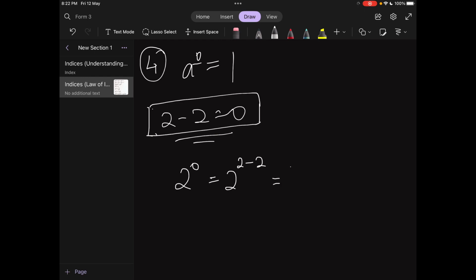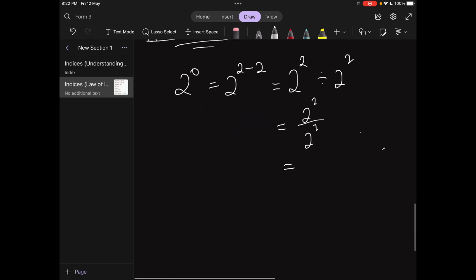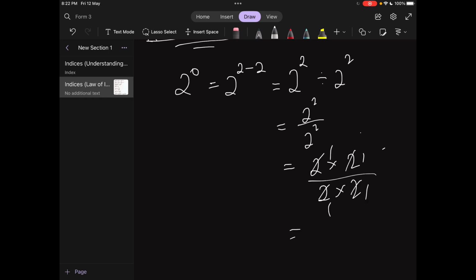So we can write this out as 2 to the power of 2 divided by 2 to the power of 2. For better visualization, let's write this in fraction form. 2 squared divided by 2 squared. If we break it down even more, we will get 2 times 2 over 2 times 2. So in this fraction form, we are free to cancel the numbers. So 1, 1, 1, 1. As you can see, we are left with 1.